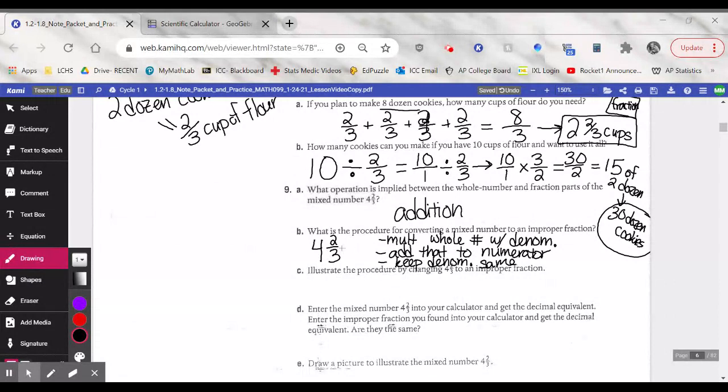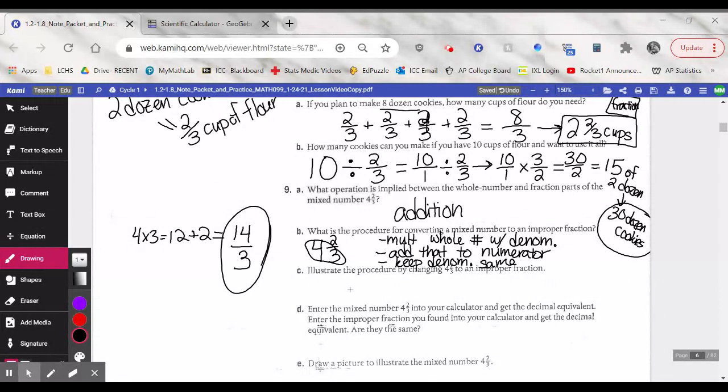Take 4 times 3. 4 times 3 is 12. You're going to add that to the numerator. The current numerator is 2. So we get 14. That's our new numerator, and keep the previous denominator the same. So we should get 14 over 3.